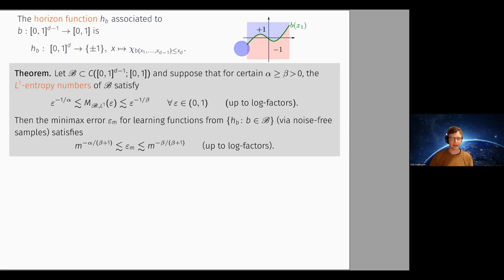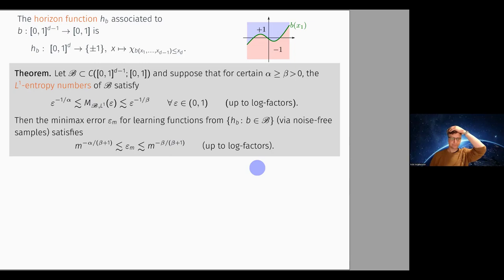And what I assume is that you have some good bounds on the L1 entropy numbers of this class. So what are these entropy numbers? The question is, this set B, how many L1 balls of radius epsilon do you need to cover it, right? This is entropy numbers. And if you have lower and upper bounds for this, up to log factors of this form, then what we can show is that the minimax error for learning these horizon functions, where the function defining the boundary is some unknown function from this class B, this minimax error for learning these functions scales like this, once you have these L1 entropy bounds.